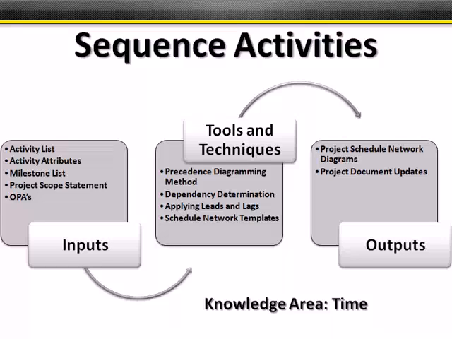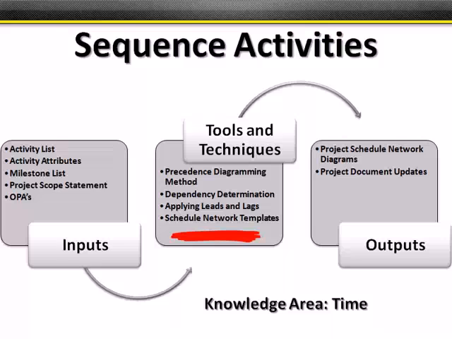Inputs, tools, and techniques include an activity list, the attributes and milestones list, as well as the project scope statement that we've just created. The tools and techniques include the precedence diagramming method. Remember, we're doing this all longhand, so you're going to see network diagrams. Dependency determinations: what comes first?